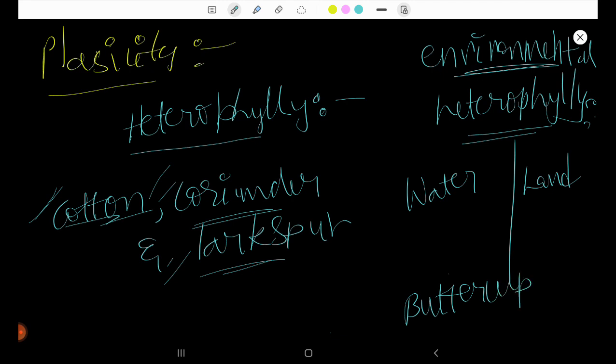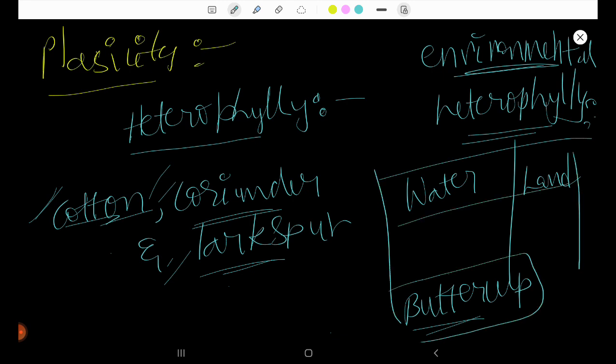Remember these names: cotton, coriander, larkspur. Buttercup is the only example given in your NCERT with regard to environmental heterophily, and you have to remember the name. This is about heterophily, and that is the end of this lecture. In the next lecture we will be seeing about plant growth regulators and why they have been given that name.